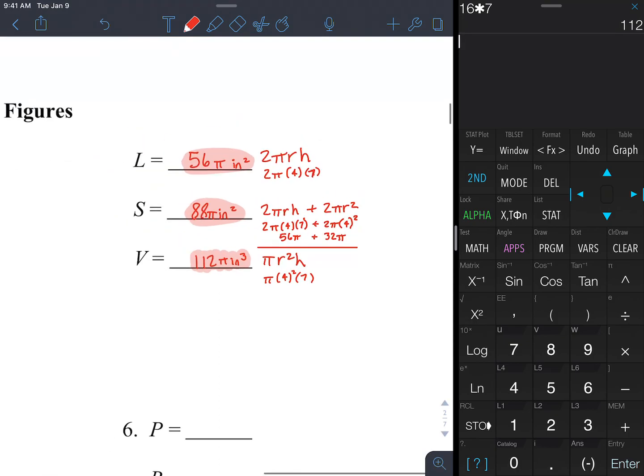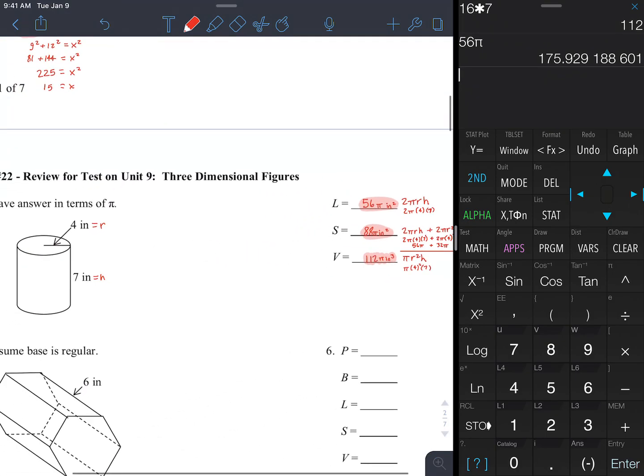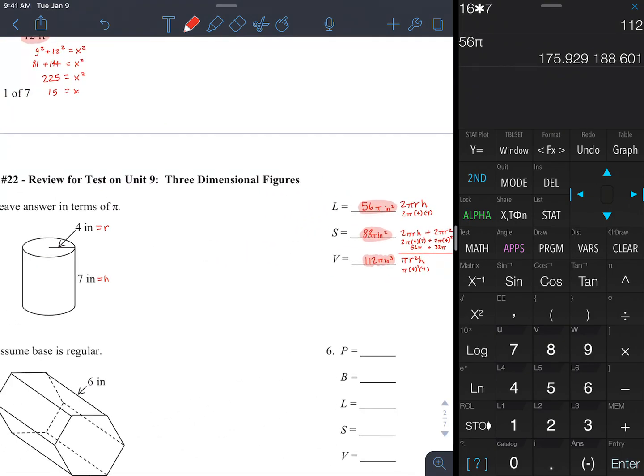That's pretty straightforward. Just be careful. A lot of people will want to use the pi button, which you can get if you want. For example, 56 pi, you would hit second and then raise to is your pi button. You can get the decimal, but I'm pretty sure our test is going to say leave in exact form or in terms of pi. So make sure you get all that and you should be good.